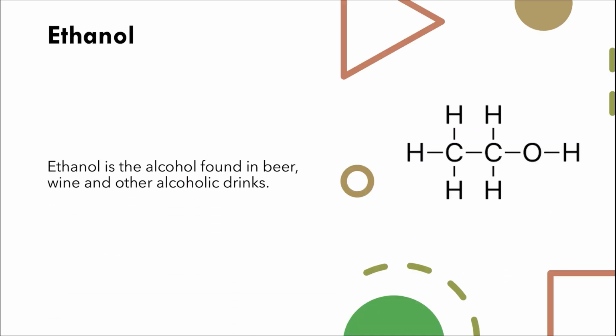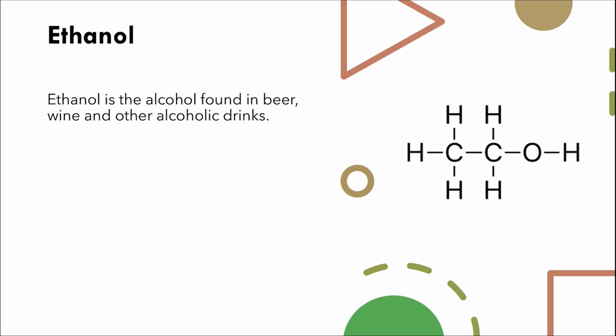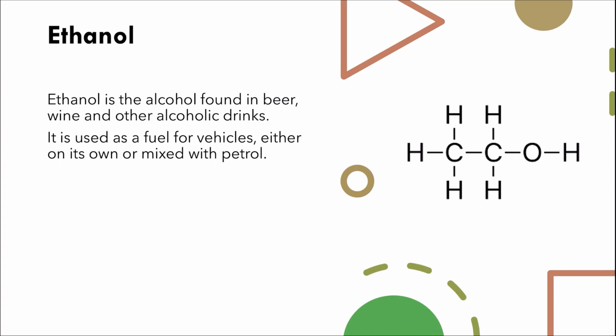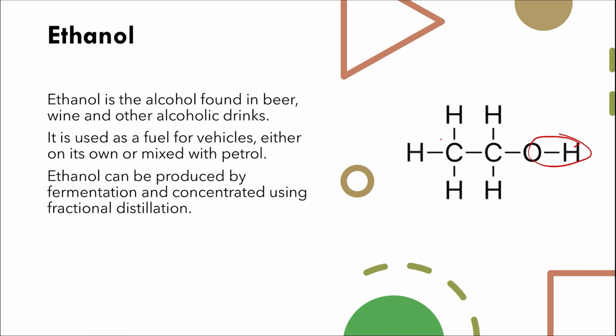Ethanol is the alcohol that is found in beer, wine, and other alcoholic drinks. It's used as a fuel for vehicles as well, either on its own or mixed with petrol. Ethanol is the alcohol which has two carbon atoms and the OH functional group. Ethanol can be produced, as we said before, either by the hydration or addition of water to alkenes, to ethene, or by the fermentation and concentration using fractional distillation.